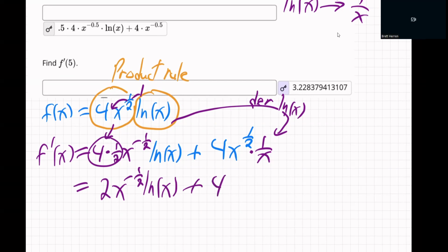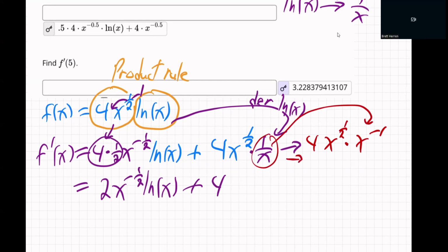Here's what I could do if you're interested. I'm just going to do this little part right here. This is 4x to the half times x to the minus 1, right? Because 1 over x is really x to the minus 1. And what do you do when you have two x's multiplied with powers? You add the powers. Let's make that 0.5, which would make life a little easier. Maybe I should have been doing that all along. If you want to do decimals, feel free.